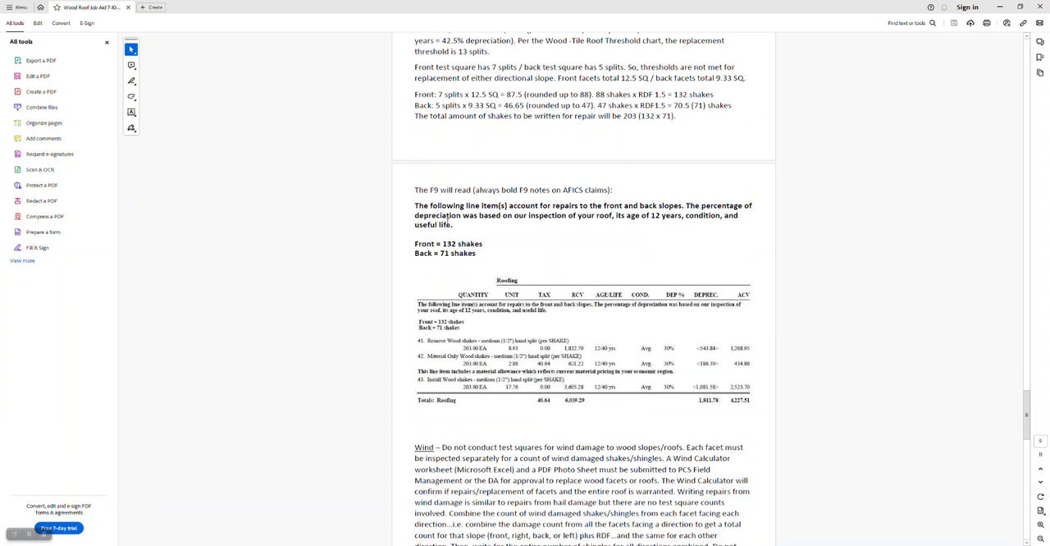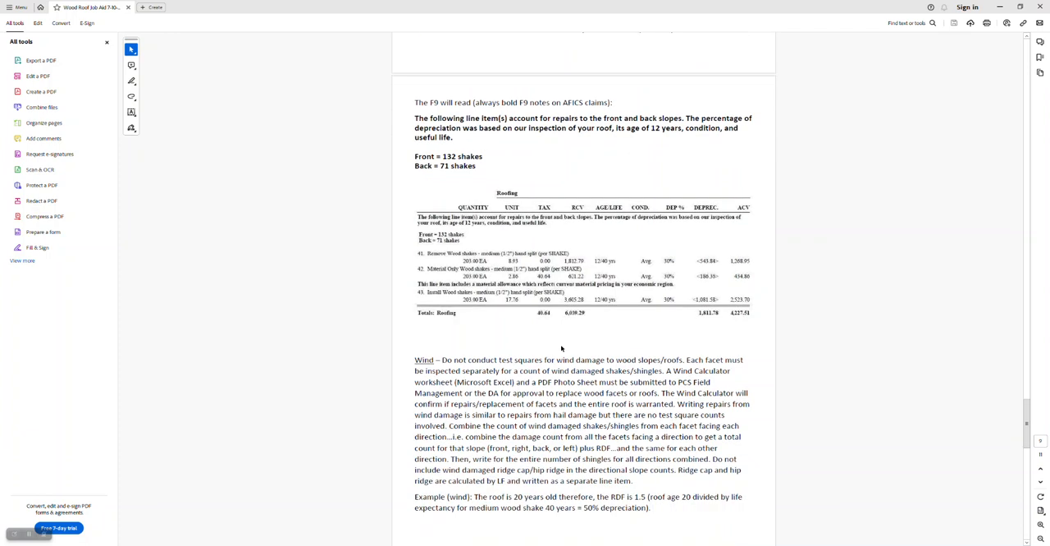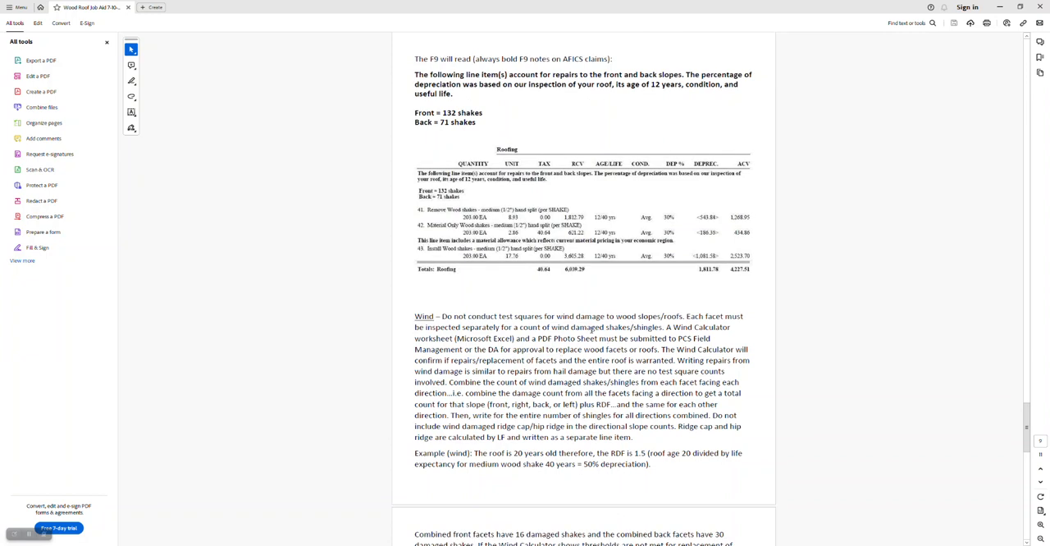This is just giving a few examples of some F9 notes. You may want to take a look at how we might write repairs in Xactimate versus replacing. For wind, we don't conduct test squares. Typically, wind is going to be dealt with in scoping per facet. Each facet stands on its own. We're counting all the damage of the wood shakes, ridge caps. We're adding all that up.